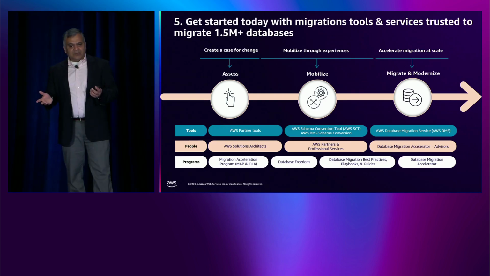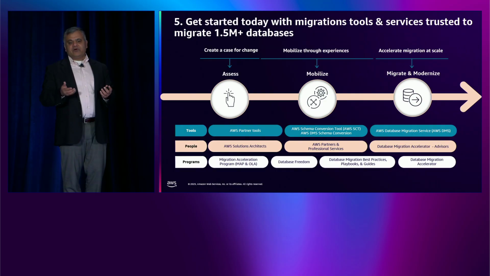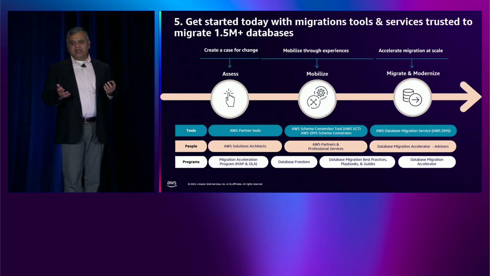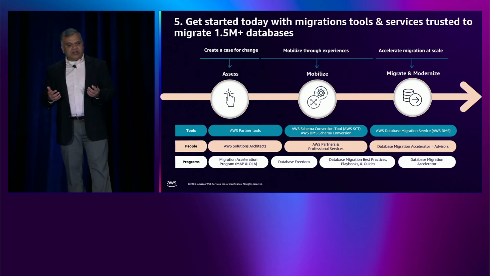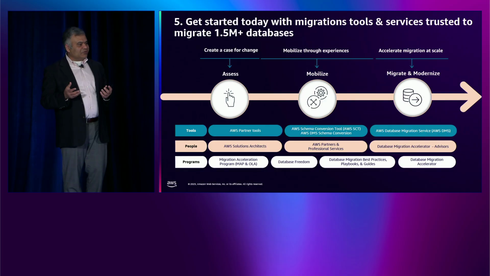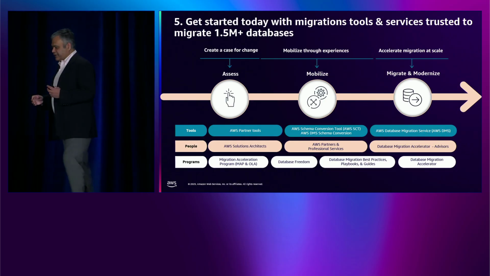Also, from a people perspective, we provide a lot of resources. If you want to start with a proof of concept or a migration pilot, you can work with our professional services teams or our partners, and they can help scope the projects for you and get started on this journey. And finally, we also offer a number of migration programs. For example, the Migration Acceleration Program, which provides you with incentives and credits to offset the cost of running some of these systems together as you migrate from a source to a target system. So there are a variety of tools and resources available for you to get started.